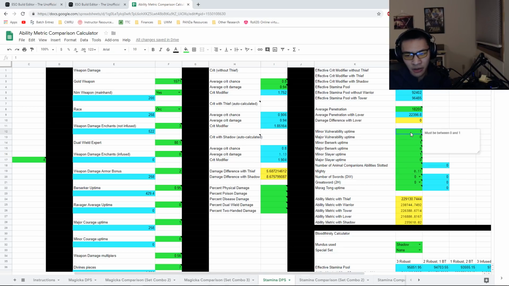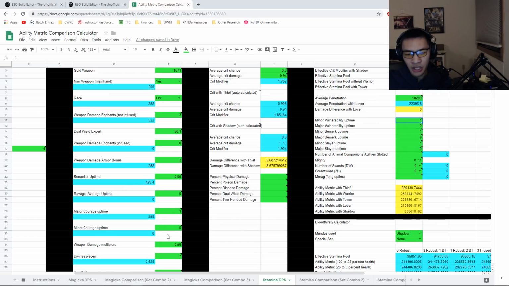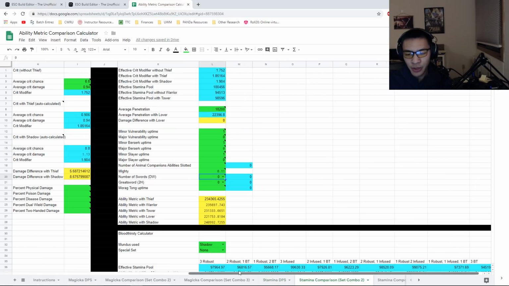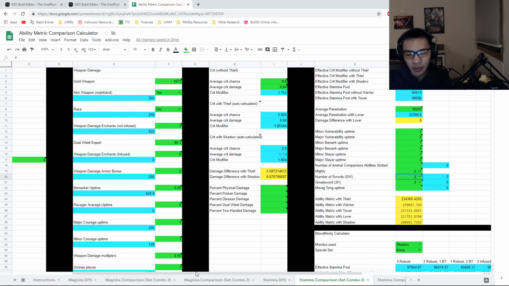Minor Berserk 100%, Minor Vulnerability 100%, as long as all these things are constant, and the only thing we're changing is the Minor Courage uptime. So we have no Minor Courage here. On the second sheet, we have full Minor Courage uptime. The comparison should remain accurate.